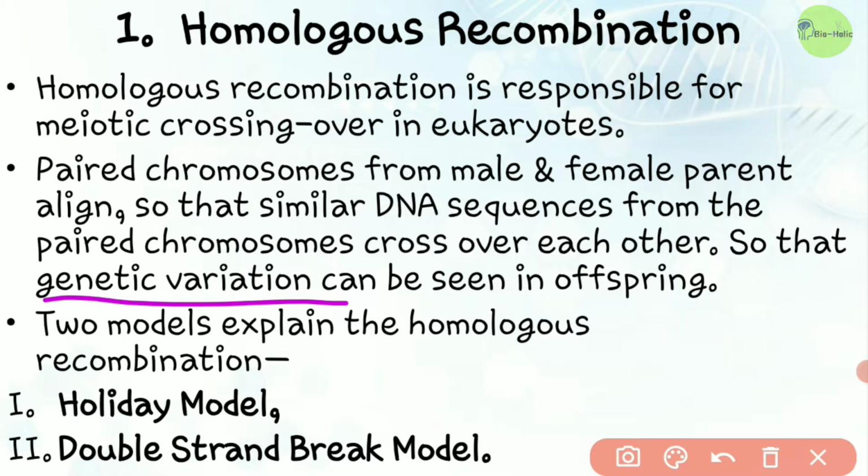So there are a few models which explain the mechanism of homologous recombination, and among them two are most important: Holliday model and double strand break model. So let's see what is Holliday model.